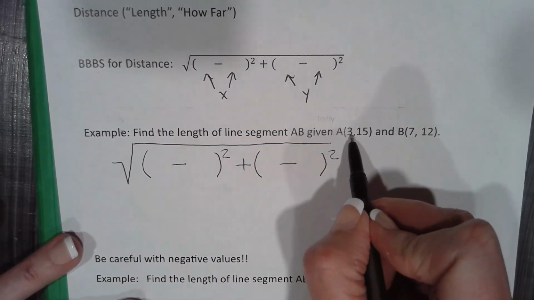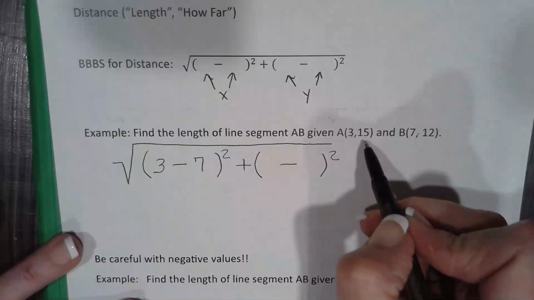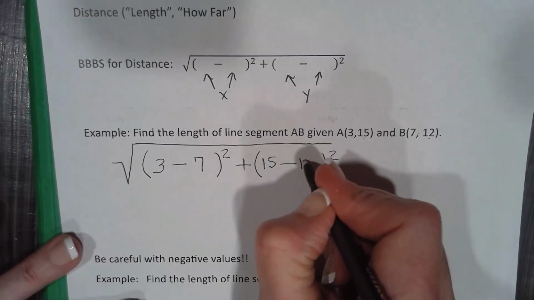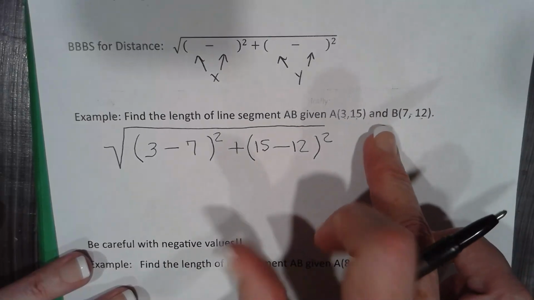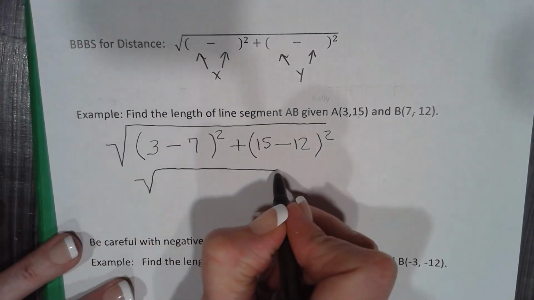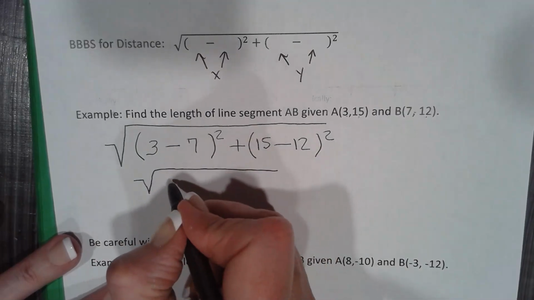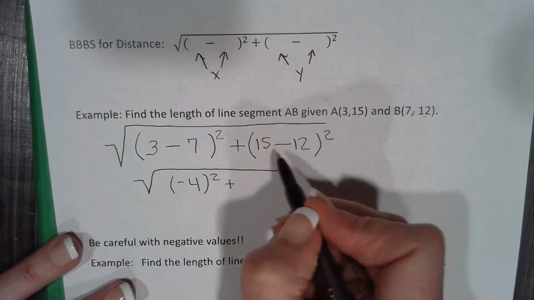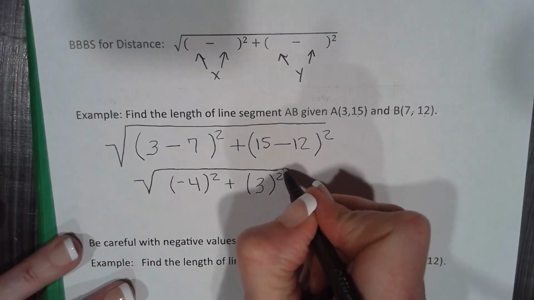Okay, so x coordinates are 3 and 7. Y coordinates are 15 and 12. And then we just simplify to get the length of this line segment. So, first thing I'm going to do is 3 minus 7, and that's negative 4, and don't forget to put your square on it. Then I'm going to do 15 minus 12, that's 3, don't forget to put your square on it.